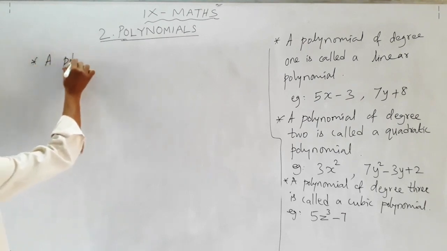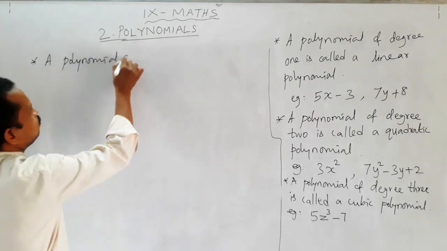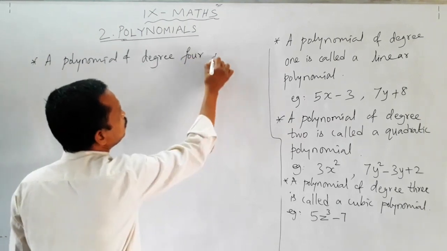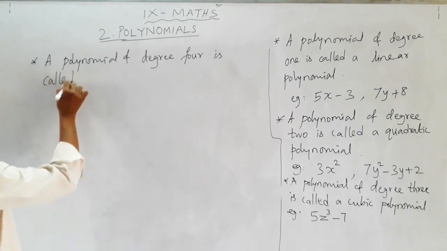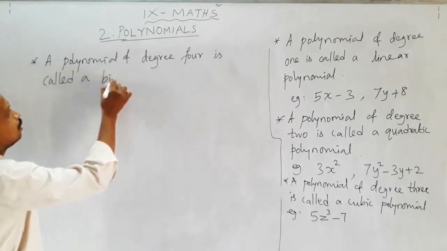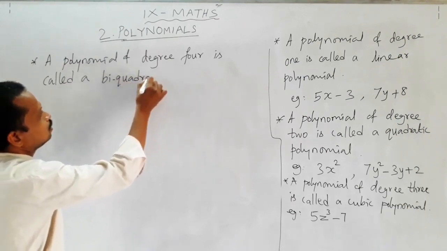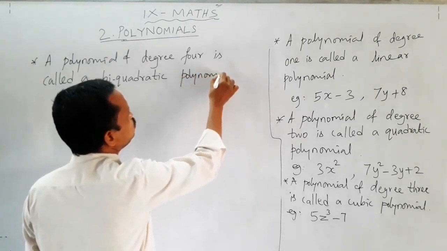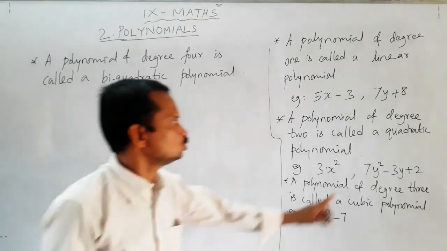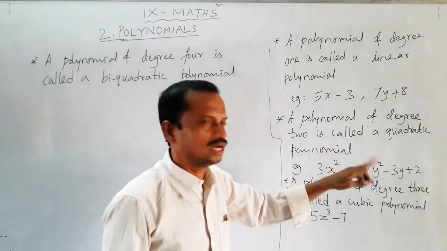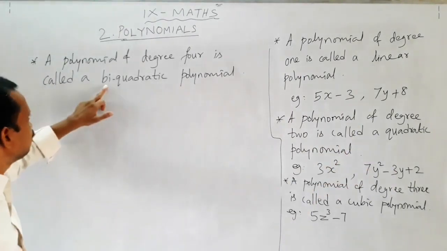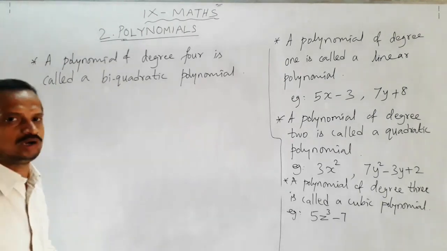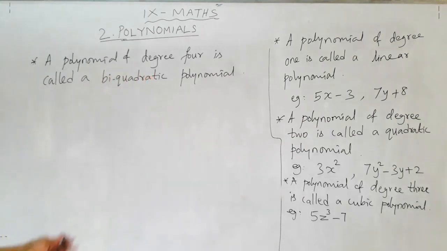A polynomial of degree 4 is called biquadratic. You see the word biquadratic polynomial. So bi means 2. Quadratic means 2. A polynomial of degree 2 is called a quadratic polynomial, and bi is added with the word quadratic. Therefore 2 here, 1, 2, totally 4. So a polynomial of degree 4 is called a biquadratic polynomial.